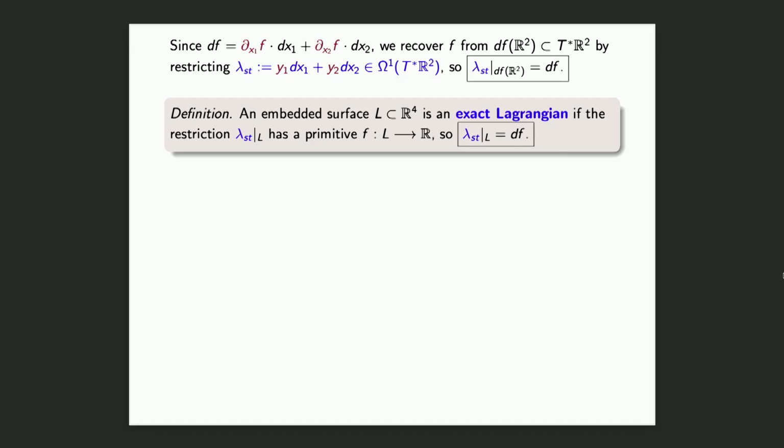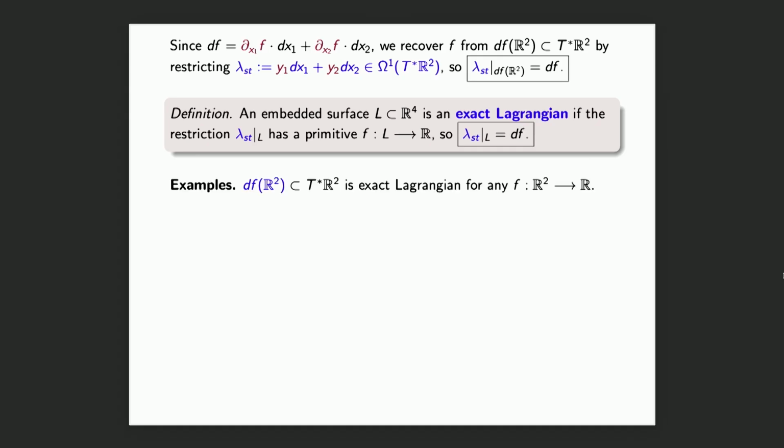Are we comfortable with the fact that the box in the definition is a generalization of the box before? Now, L does not have to be of the form df, but it will have a primitive on f. Does that make sense? All right, so let's run some examples of what things can happen and what things cannot happen.